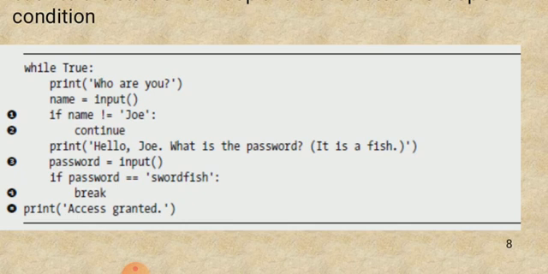Suppose the password is not equal to swordfish, then again it goes back to displaying "Who are you?" and these statements will be repeated. A simple process. So the person should be Joe and the password should be swordfish, then only it will display "Access granted", else it keeps repeating the statements.